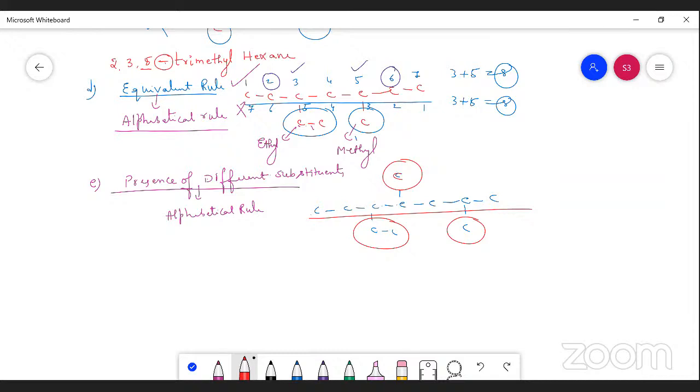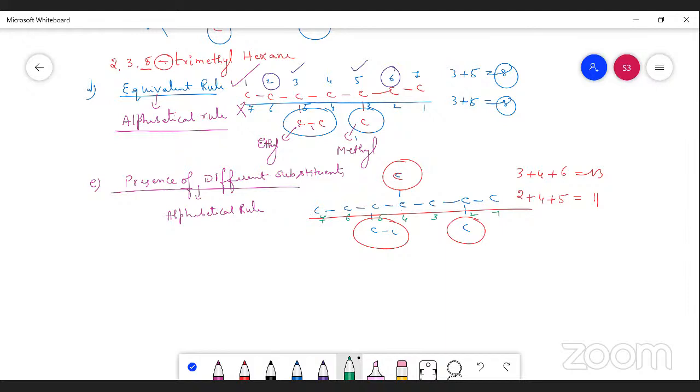Okay, then do the numbering. If you do the numbering from left to right, third position, fourth position, sixth position: 3 plus 4 plus 6, total value 13. If you do the numbering from right to left, second position, fourth position, fifth position: 2 plus 4 plus 5, that is 11. So which is the least value? 11 is the least value. So this is the correct numbering.